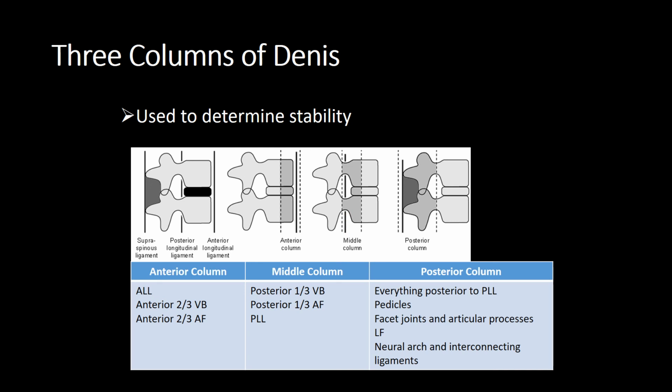The posterior column is everything posterior to the posterior longitudinal ligament. So that's your pedicles, your facet joints, your ligamentum flavum, your neural arch, and the interconnecting ligaments. So if we have a fracture through 1 column, stable, 2 columns, unstable.